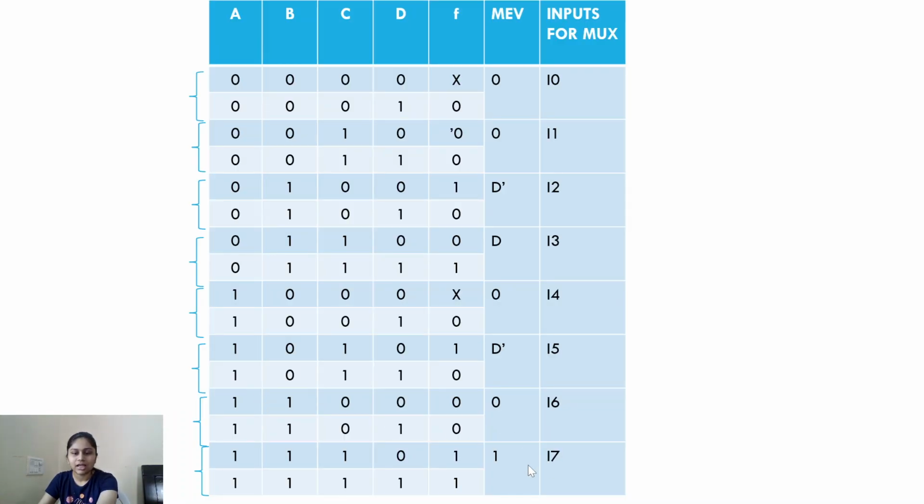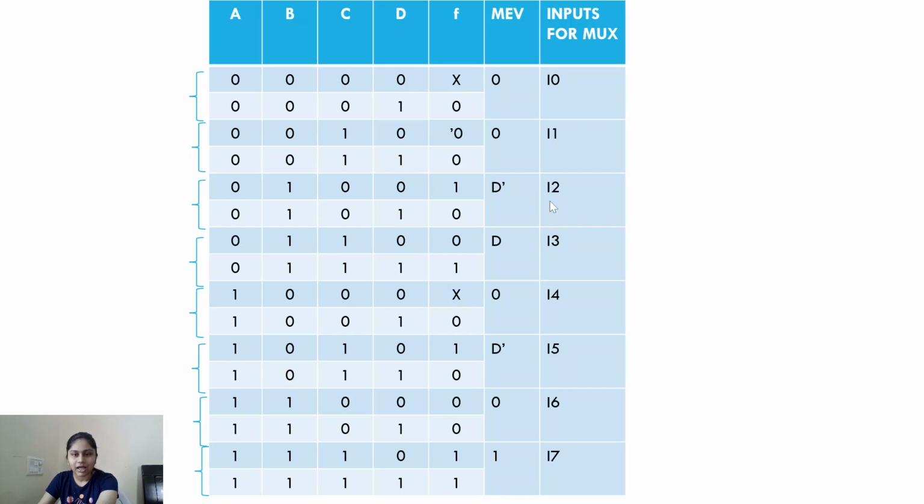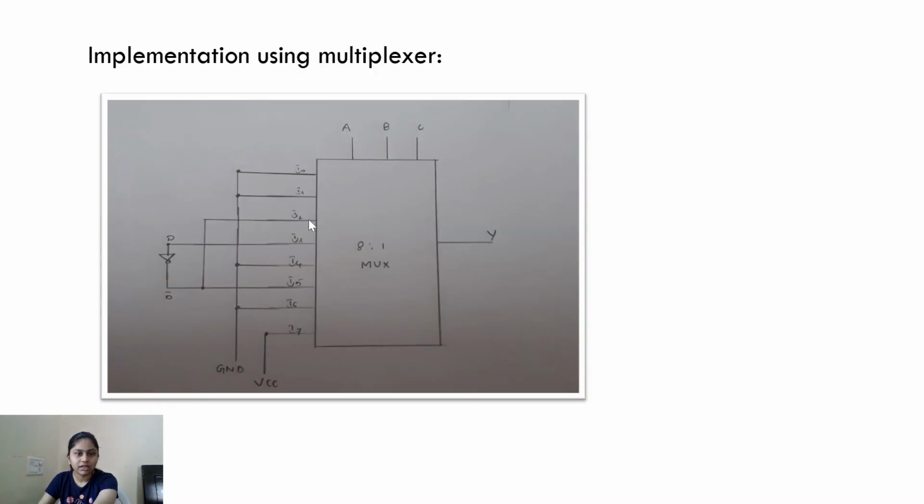And I7 has the value 1. So we are connecting I7 to VCC. And we have I2 and I5 as D complement. So we are connecting I2 and I5 to D complement. And I3 is connected to D. This is how we implement the given Boolean expression using multiplexer with the help of MEV.